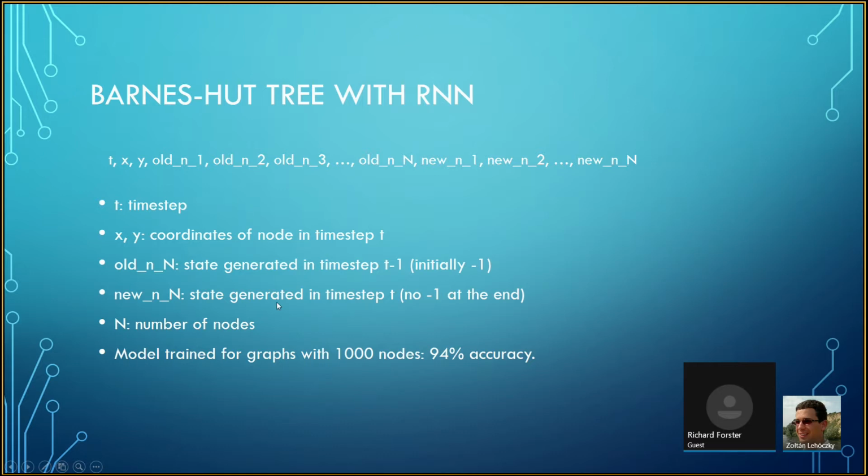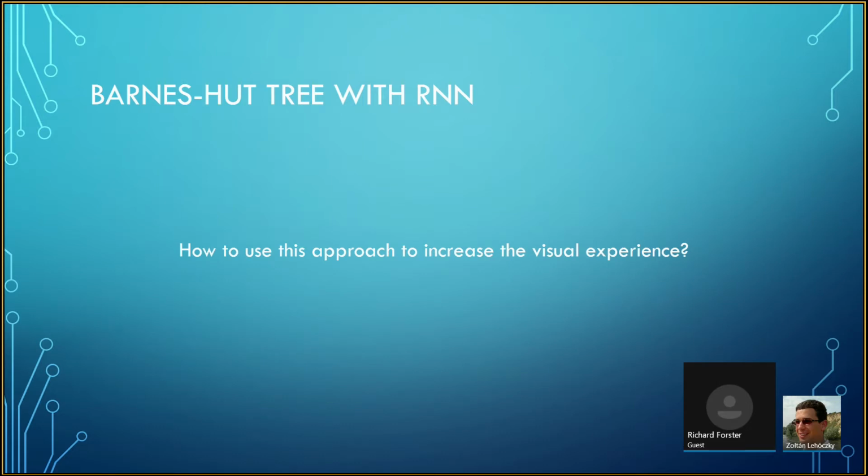And we have generated a model trained on 1,000 nodes, and we were able to achieve 94% accuracy, which means that sometimes it can happen that multiple nodes are put into the same region, so it will not always satisfy the requirement that one node per one region will be available. Sometimes they are pushed to the same. But in 94% of the cases, the generated Balsa trees were the same that we had generated with the original Balsa algorithm. So how to use this to increase the visual experience?